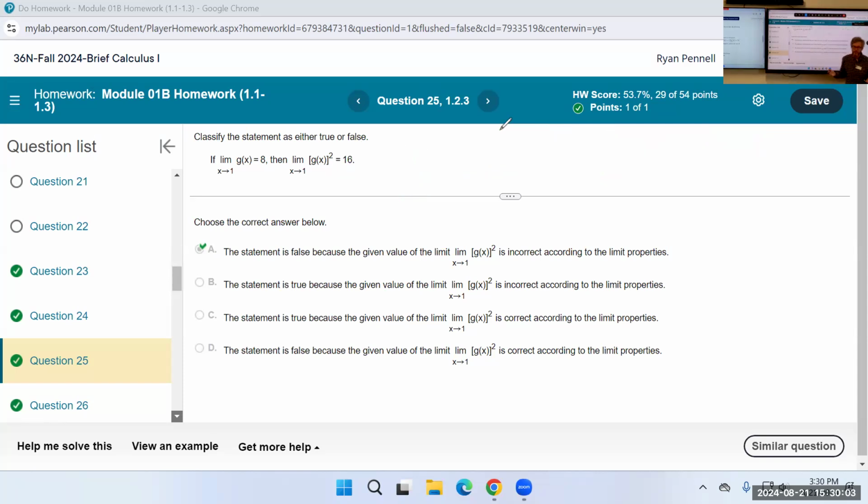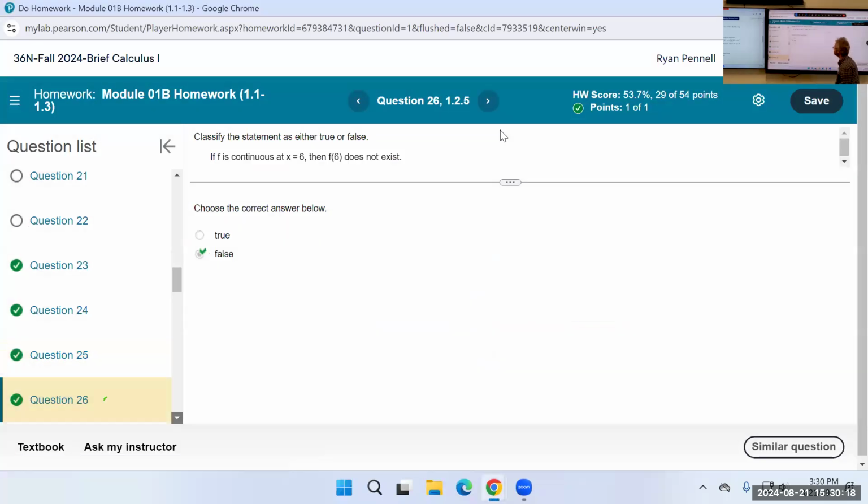And maybe even try to explain why that is false as opposed to just saying it's false. True, so you can square the limit and it would be the limit squared, that's fine. But they just didn't give me that option for the homework question.